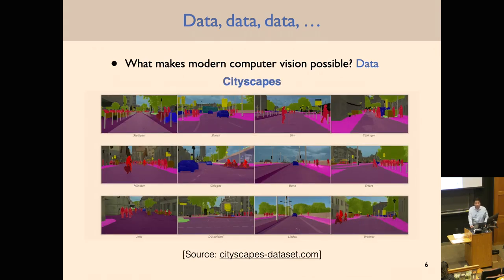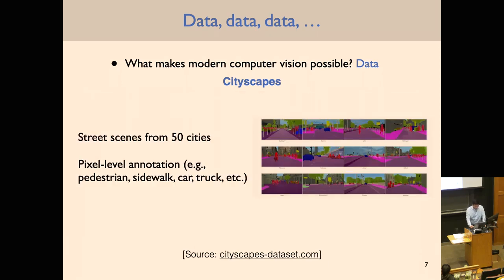More relevant to robotics is the Cityscapes data set. These are images from different cities, and associated with each pixel is a semantic label. Each pixel has a label that says road, or pedestrian, or bicycle, or tree, and so on. These are densely labeled images, with the corresponding semantic categories. Like I said, 50 different cities, and pixel level annotation of different semantic categories.